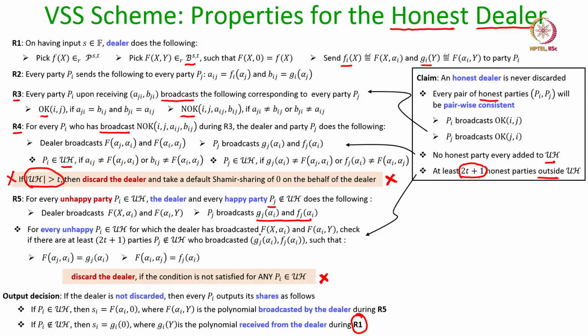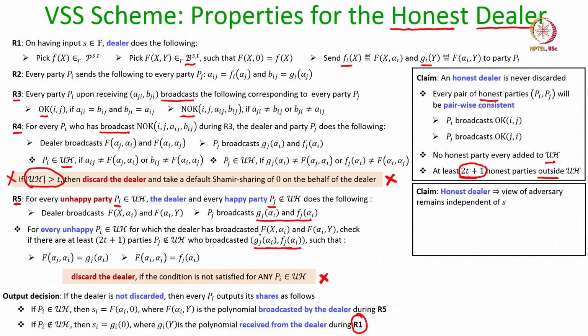That means, the polynomials which are made public by the dealer during round 5 correspond only to corrupt parties. So, for every such polynomial, there will be 2t plus 1 honest parties outside the unhappy set, whose corresponding points will also lie on the dealer's polynomials, whatever polynomials the dealer is making public, because the dealer will be making public their polynomials correctly. So, this second sanity check will also fail if the dealer is honest, and as a result an honest dealer is never discarded in the protocol.